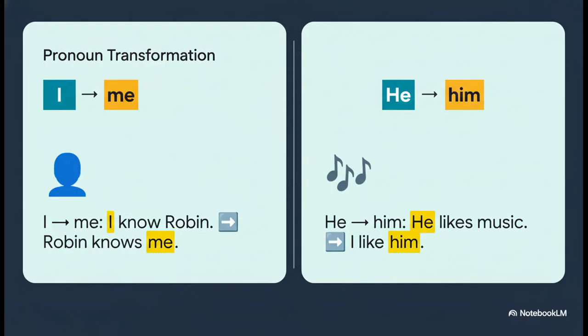So let's see this in action. Look at I know Robin. Here, I is the subject, it's before the verb. But what happens when Robin does the action? The sentence becomes Robin knows me. See? Me comes after the verb, so it's the object. Same logic for he and him. He likes music, but I like him. You see the pattern, right?